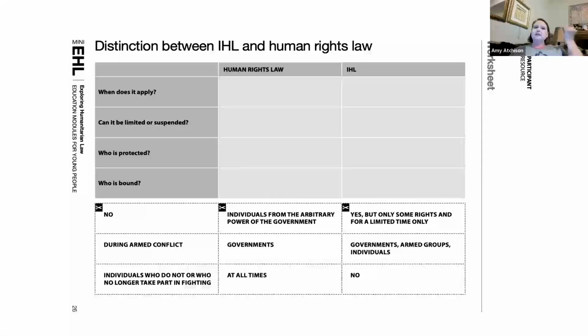And then finally, we have one left. Who is bound by IHL? Excellent, Robert. Governments, armed groups, and individuals. That one sometimes really throws my students. They're like, well, how can individuals be bound by this?